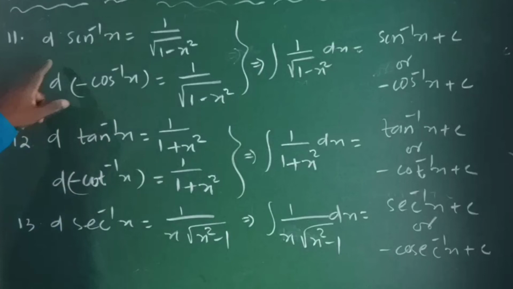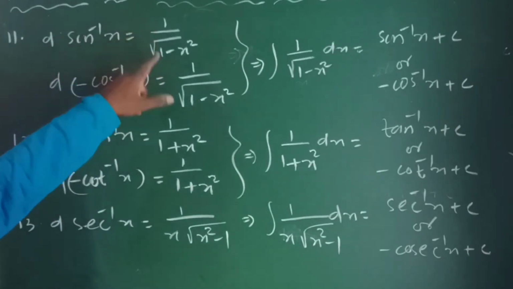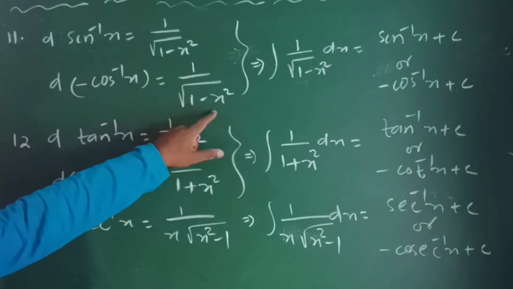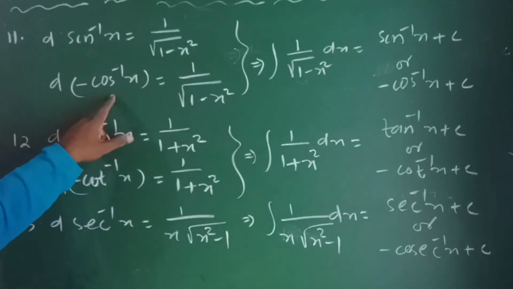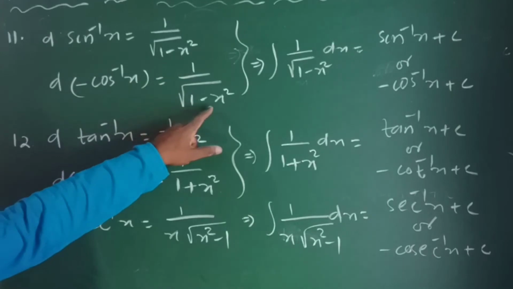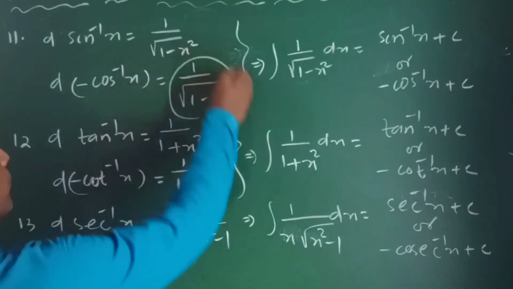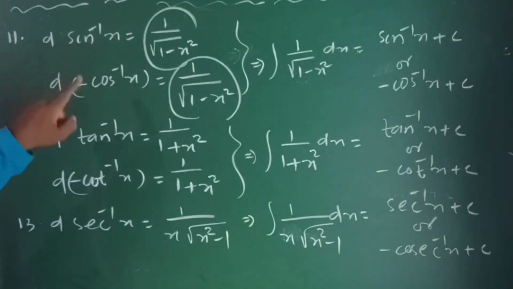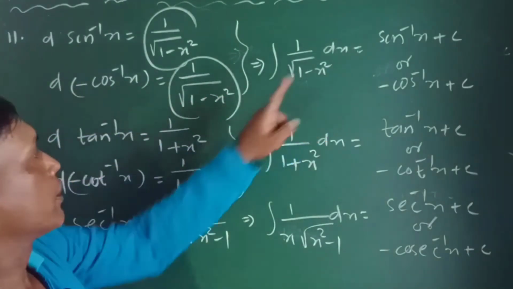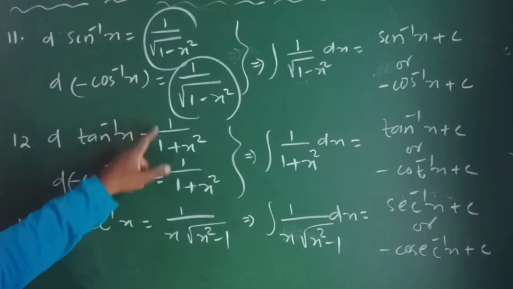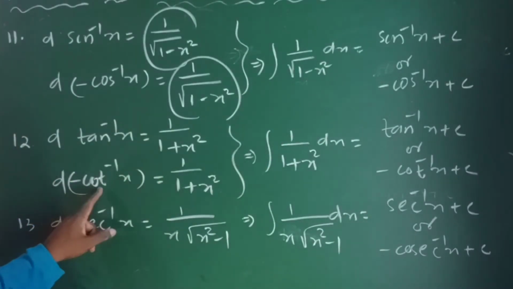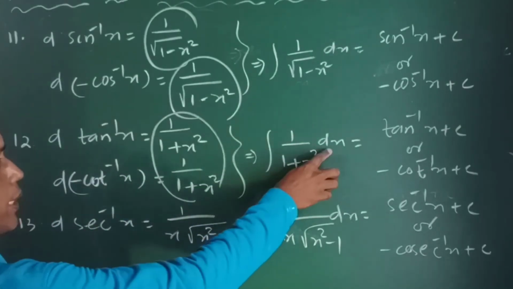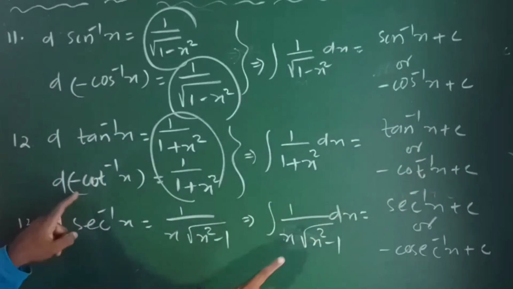Other formulas: we know the derivative of sin inverse x is 1 by root over 1 minus x square, and the derivative of cos inverse x is minus 1 by root over 1 minus x square, and the derivative of minus cos inverse x is 1 by root over 1 minus x square. So the integration of 1 by root over 1 minus x square is sin inverse x plus c or minus cos inverse x plus c. And second, the derivative of tan inverse x is 1 by 1 plus x square. The derivative of minus cot inverse x is 1 by 1 plus x square. So the integration of 1 by 1 plus x square is tan inverse x plus c or minus cot inverse x plus c.